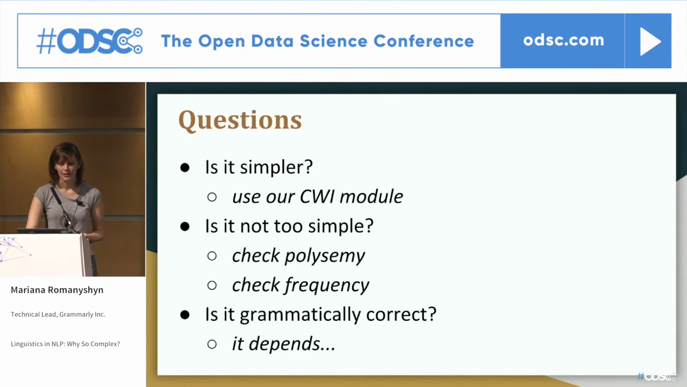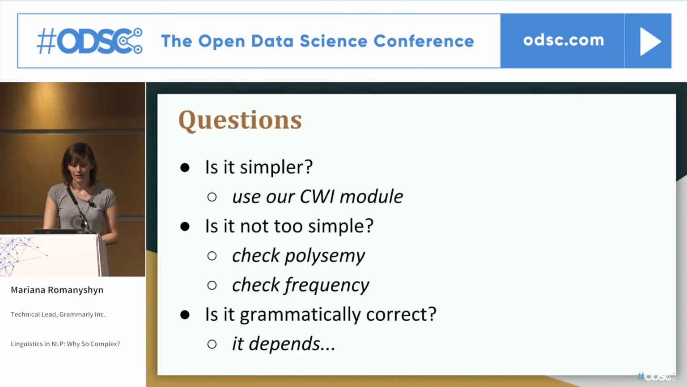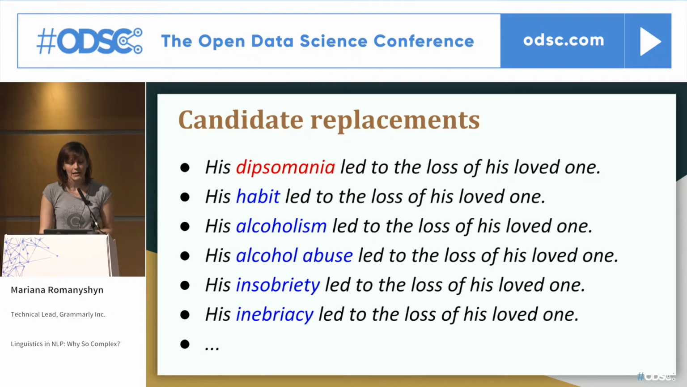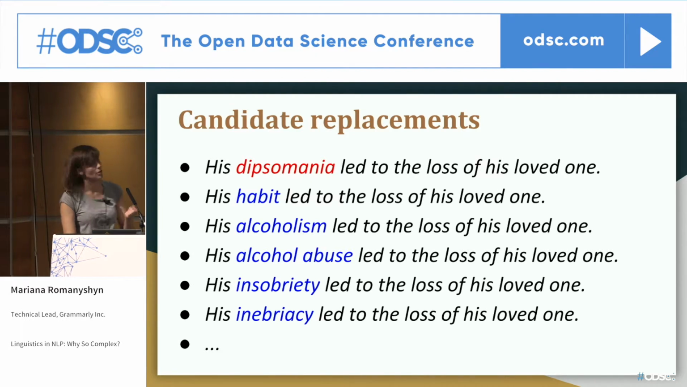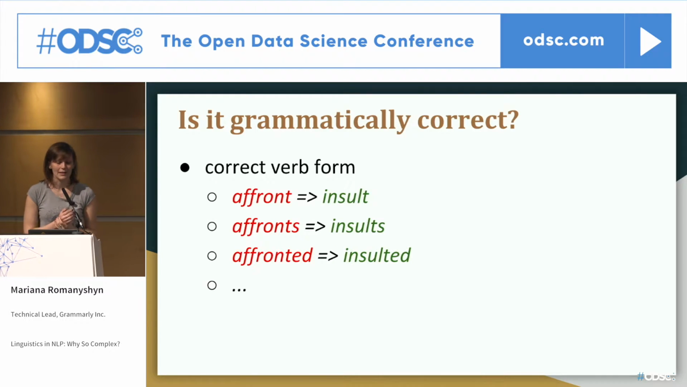Then the question still stays, is it grammatically correct? Does the synonym that we put there keep the sentence grammatically correct? Because this was also one of the criteria that our users wanted. So in this case, for example, everything looks good. You just replace your word with synonyms and that's it. So let's look at other cases.